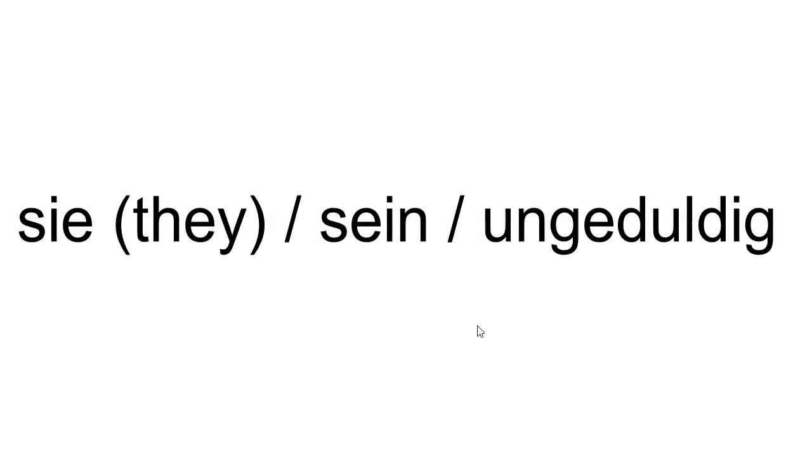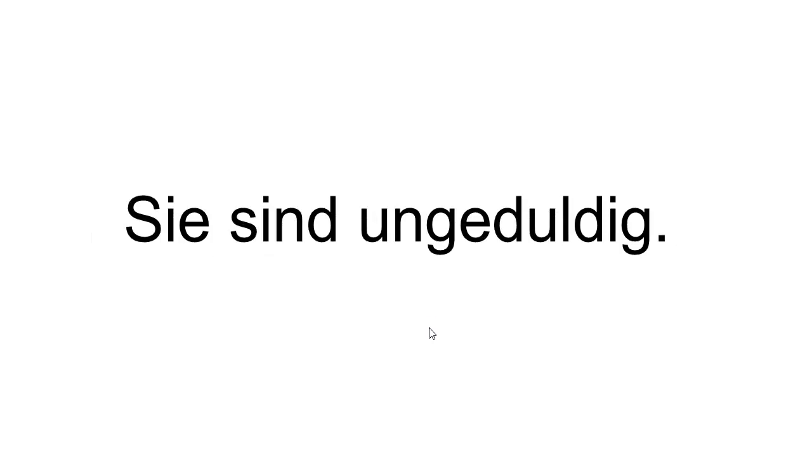They are impatient. Put the un in front of the geduldig. So geduldig, remember, is patient, but ungeduldig is impatient. So we want to say they are impatient. Wie sagt man das? They are impatient. Sie sind ungeduldig. They are impatient.